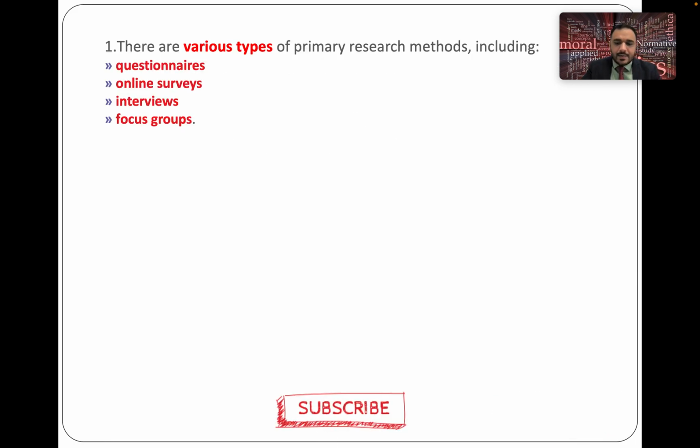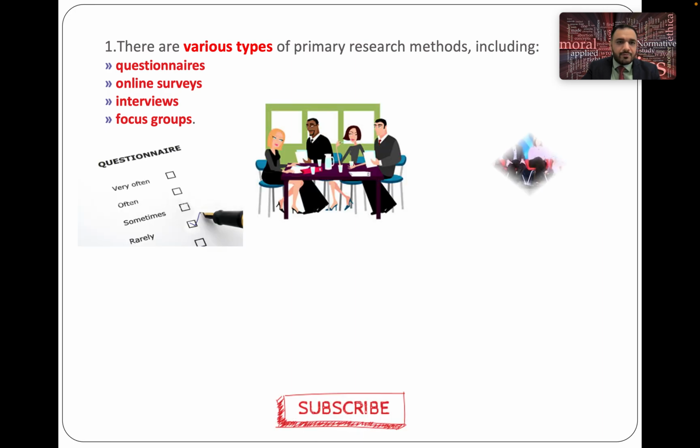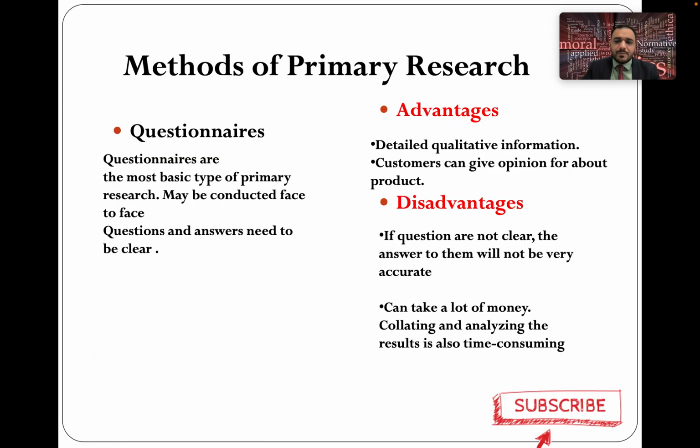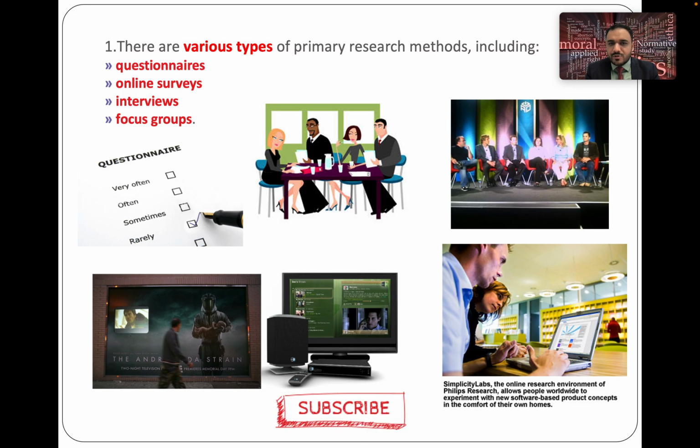Let's see further. We can have the types of primary research. Various types of primary research are questionnaires, online surveys, interviews, and focus groups.